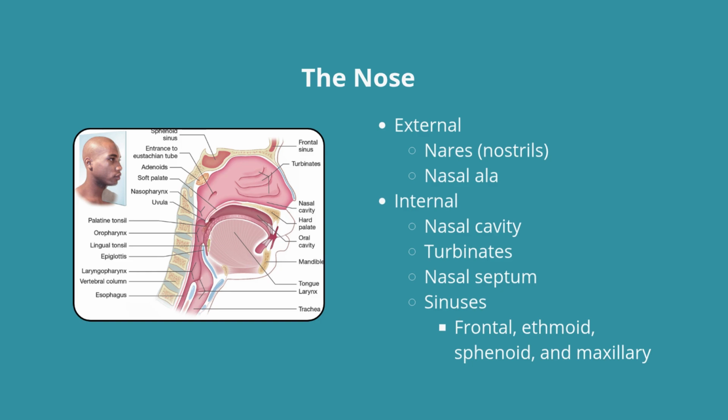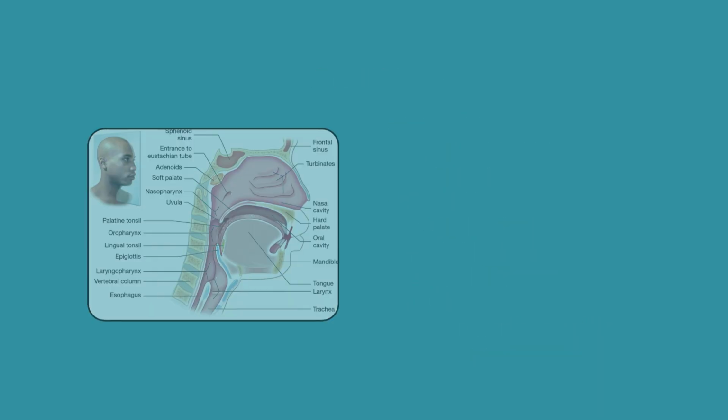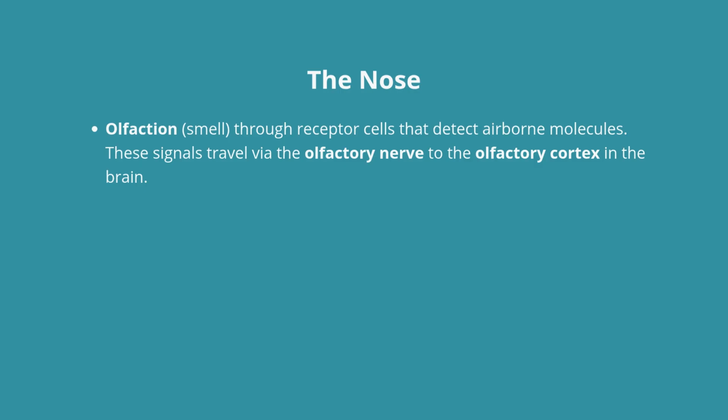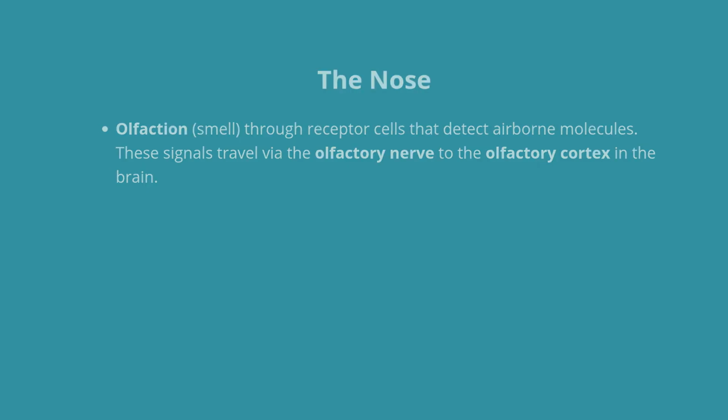The external nose contains the nares and nasal ala. Inside the nasal cavity, it contains the turbinates, which warm, moisten, and filter the air. The nasal septum divides the cavities into 2 sides. The sinuses, which include the frontal, ethmoid, sphenoid, and maxillary, are air-filled spaces that produce mucus and drain into the nasal cavity. Functionally, the nose provides olfaction, or smell, through receptor cells that detect airborne molecules. These signals travel via the olfactory nerve to the olfactory cortex in the brain.